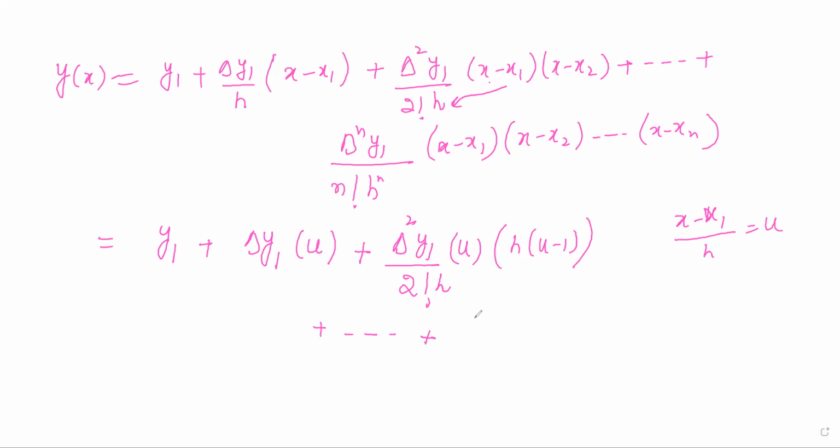the last term will be delta n y1 divided by n factorial into u into u minus 1 into u minus 2 into so on into u minus n minus 1. This will be the last term.